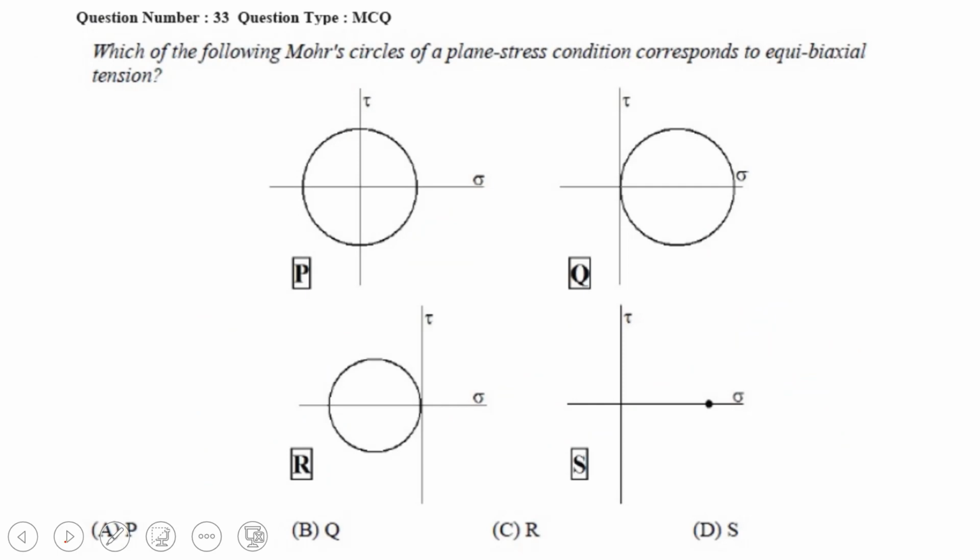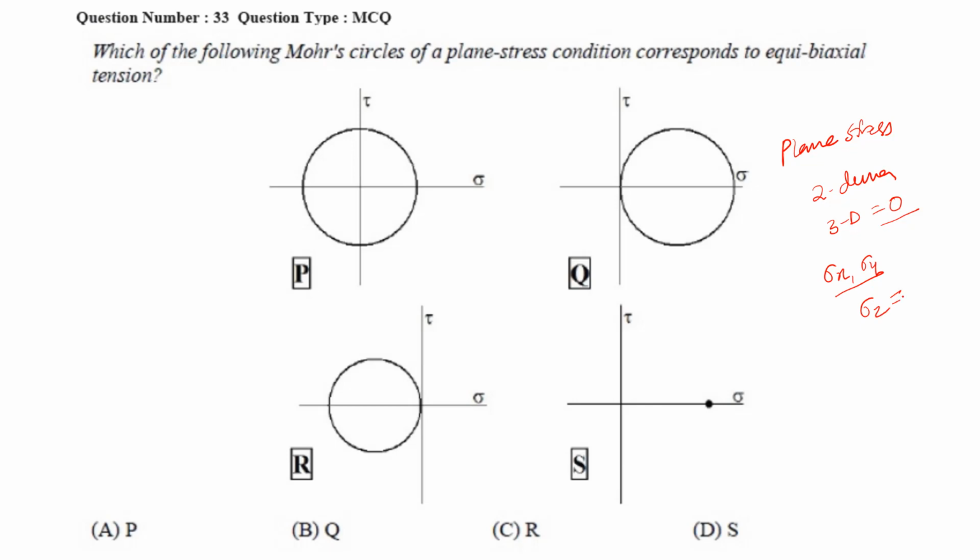Now this is the next question. Which of the following Mohr circles of a plane stress condition corresponds to equibiaxial tension? So this is asking about the Mohr circle of plane stress condition. So guys, what is the meaning of plane stress? The meaning of plane stress is that there is stress in 2 dimensions, and in the 3rd dimension the stress is 0. That means sigma x, sigma y will act and sigma z will be 0.